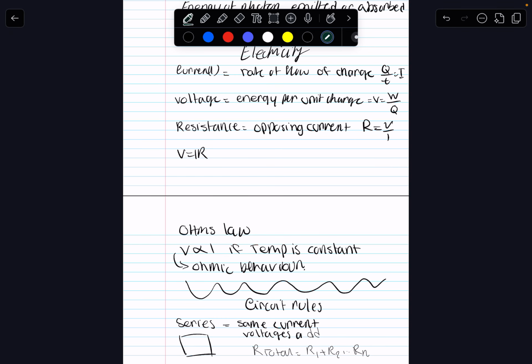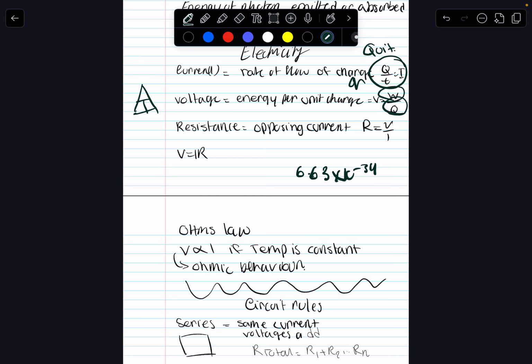Again, h is given as Planck's constant, 6.63 times 10 to the power negative 34. Current is the rate of flow of charge, so we have the formula Q equals IT, in a triangle, obviously, so you could compare. It's basically the rate of flow of charge. Charge is the Q. Voltage is energy per unit charge, so energy per charge.